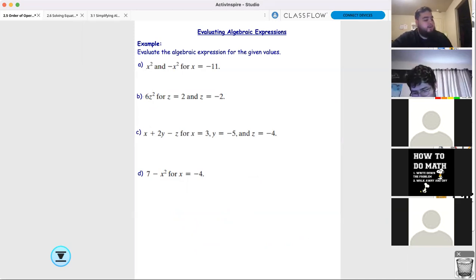So I'm gonna give you about a minute to set up the example. The topic of this slide is evaluating algebraic expressions. Example: evaluate the algebraic expression for the given values.